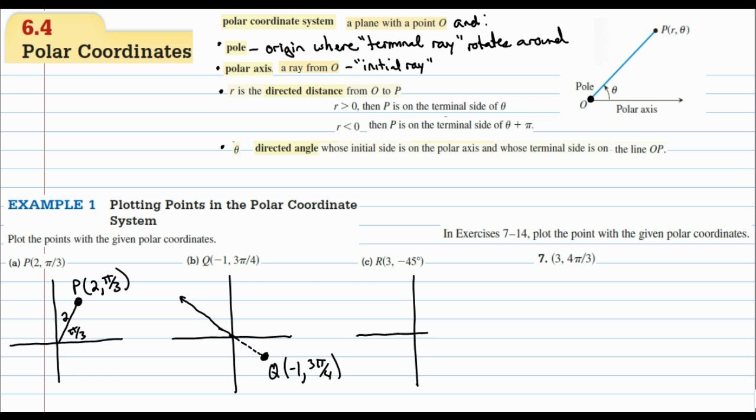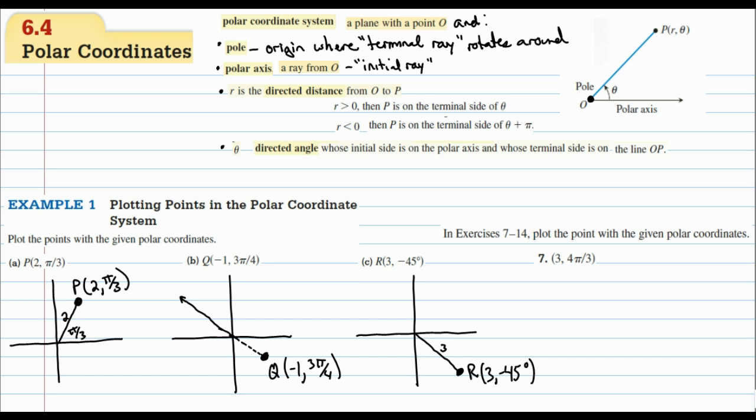Part C, we're going to use a little degrees. So -45 degrees is right here in quadrant 4, going backwards. But this is still a positive r value, so now it will actually land in quadrant 4. So here's that point, (3, -45 degrees), and the distance of the point from the origin is 3.